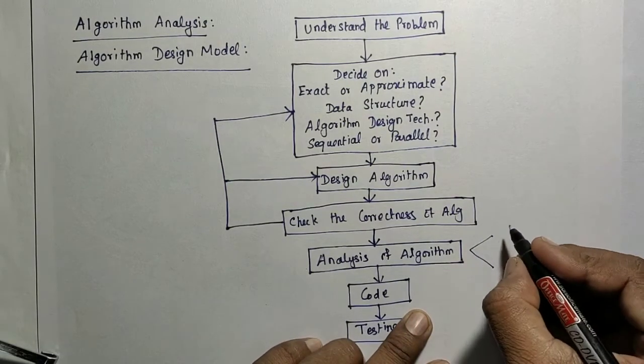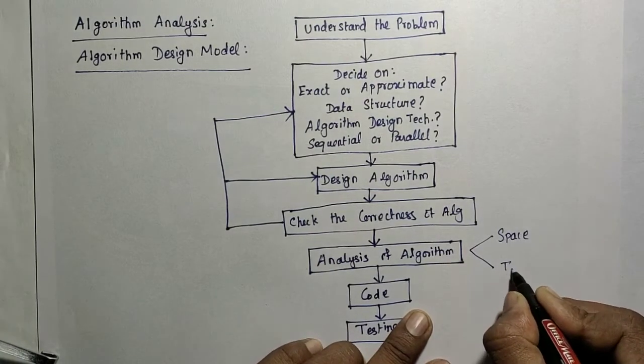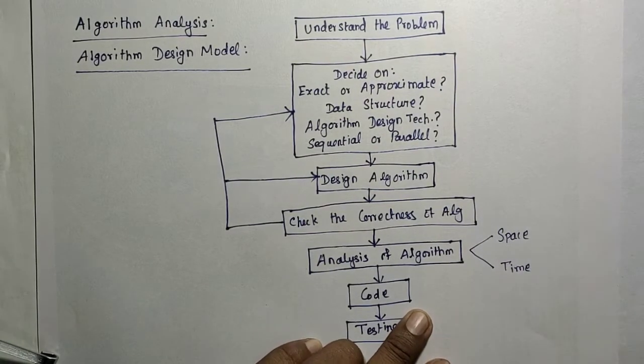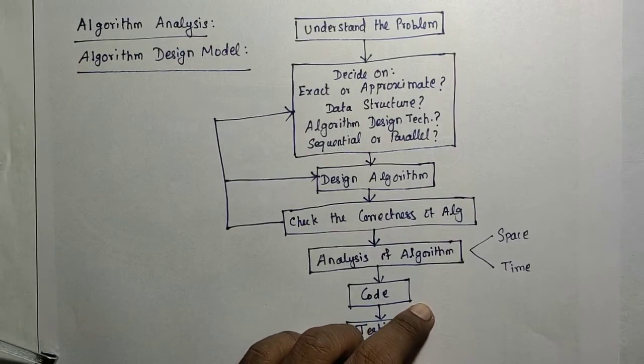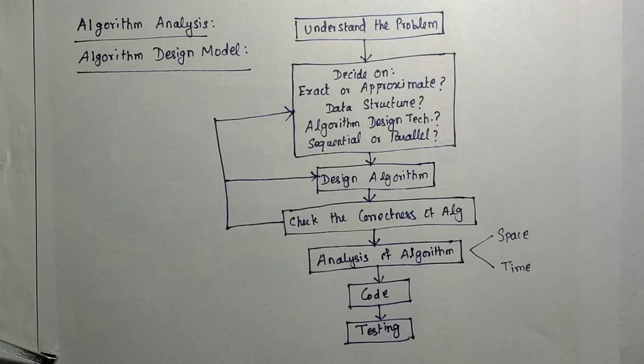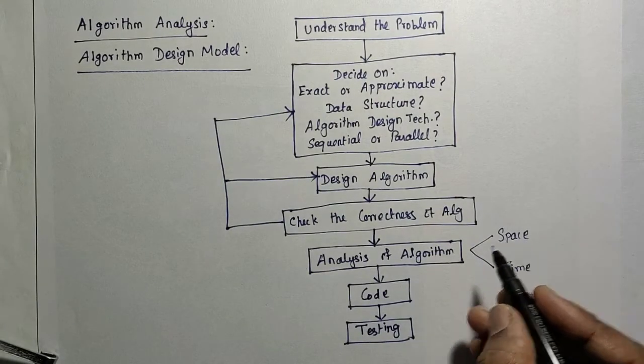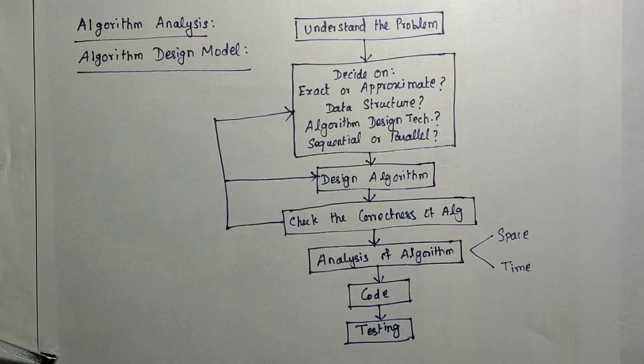Two quantities, that is space and time. Space complexity and time complexity, so that we have to decide. So what is the space complexity? It means approximately how much space your algorithm will take to produce the output. Time complexity means the amount of time your algorithm will take to produce the output after taking the input.